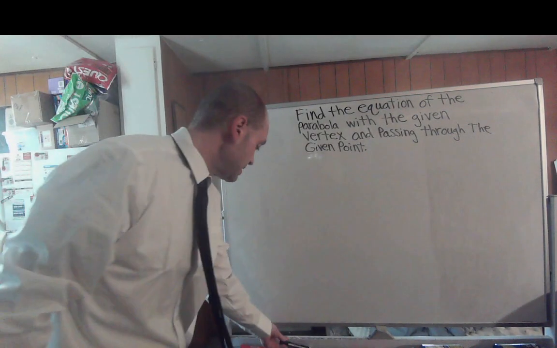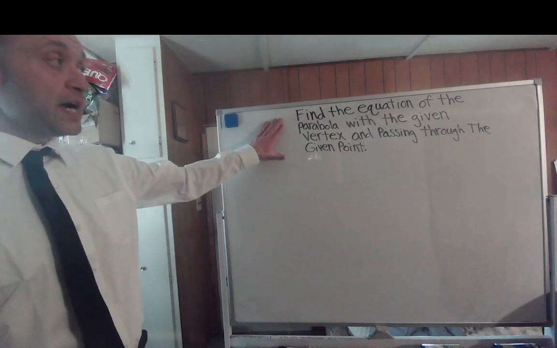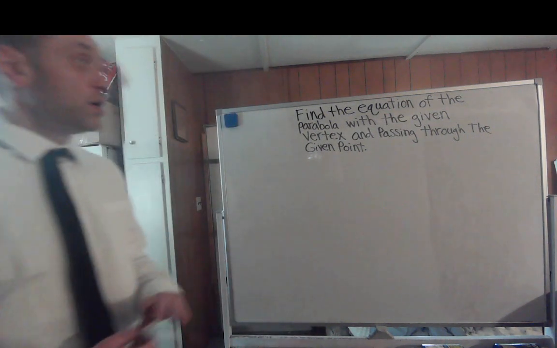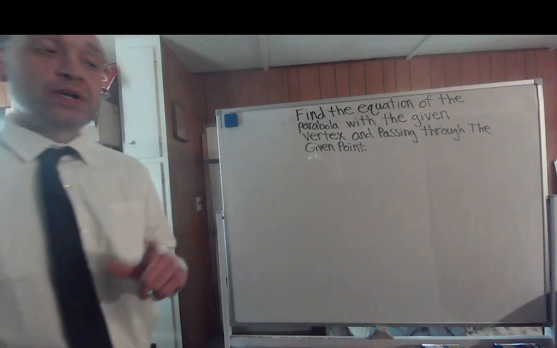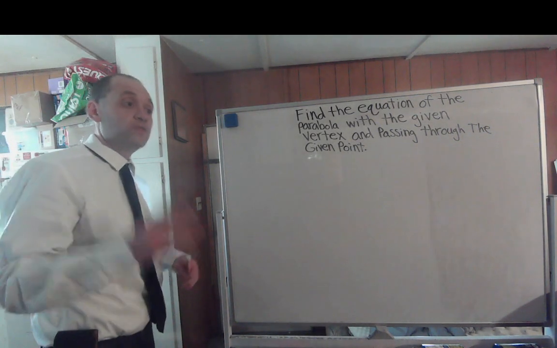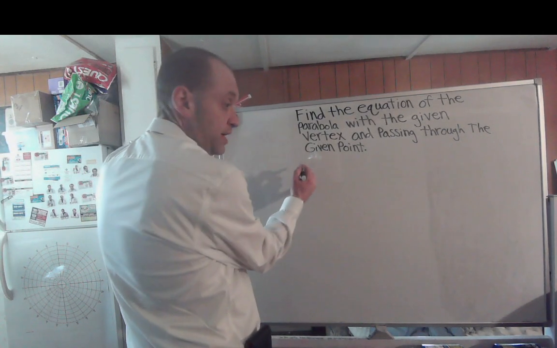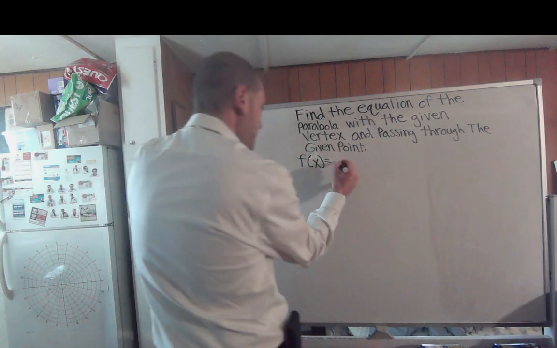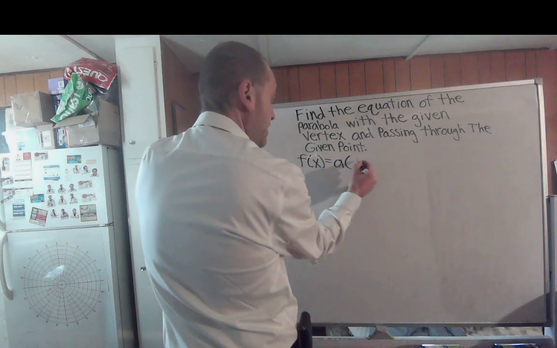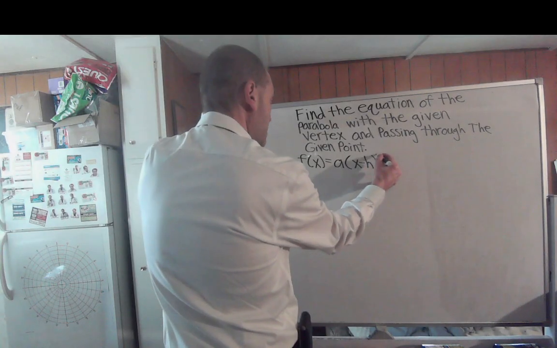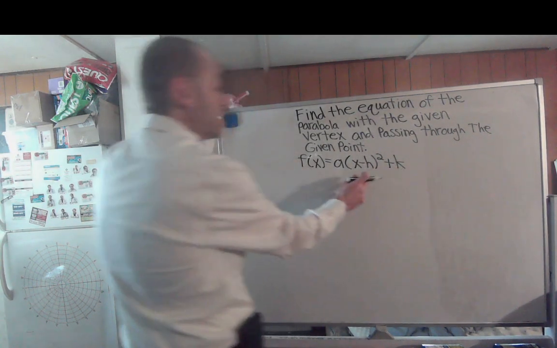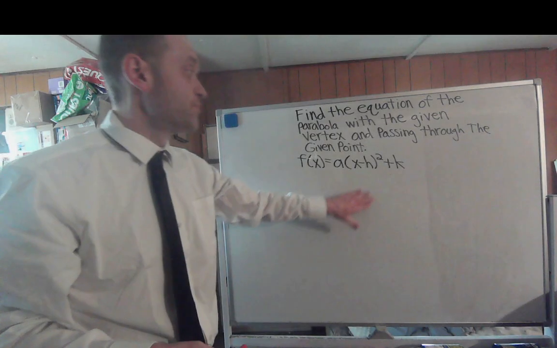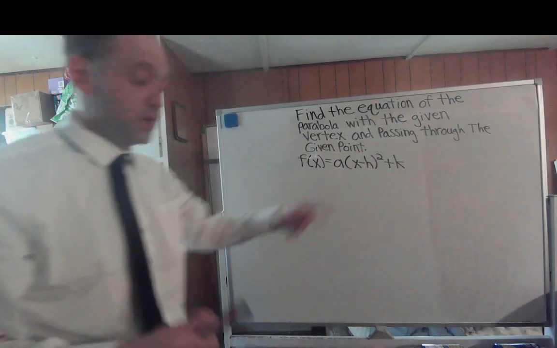So you may also see, find the equation of the parabola with the given vertex and passing through the given point. Well, if they give you the vertex, you're always best to start out with the vertex form of the equation of a parabola. So the vertex form is f of x equals a times the quantity x minus h squared plus k. Whenever they give you the vertex and a point, you always want to start out with your vertex form, okay?